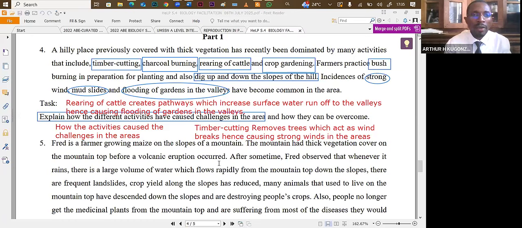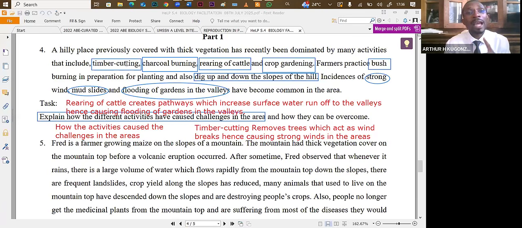So I expect you to have 6 of these points and each activity once. Now, if you explain 2 or 3 points on timber cutting, that can be considered as explaining the same thing many times. Therefore, it can be looked at as one point. Let me repeat it. A person can explain 5 points, but all of them on the activity of timber cutting. Now, all those 5 points, we shall say it is 1 point on timber cutting.